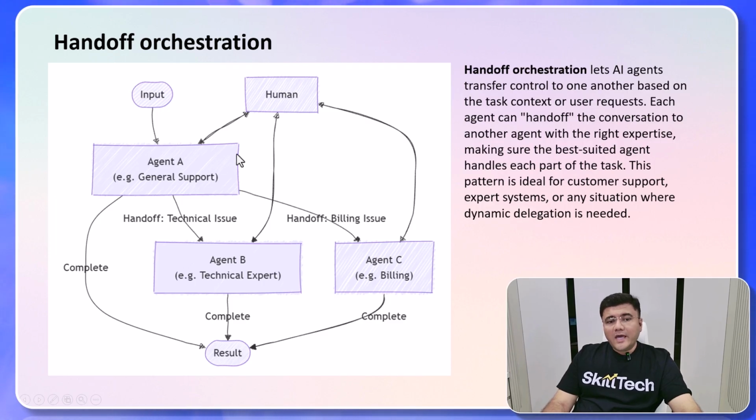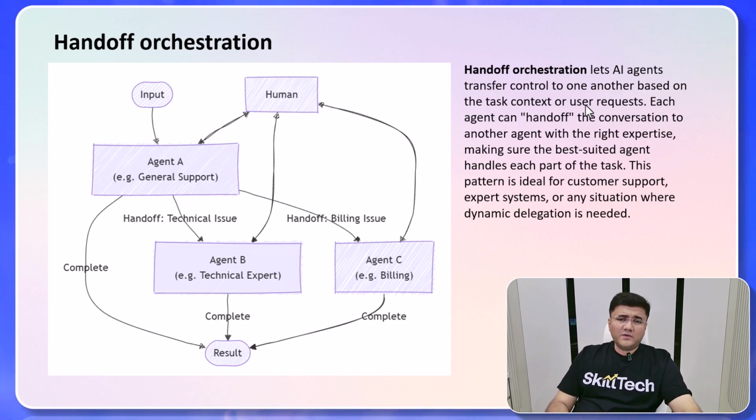In this case, agents are going to work turn by turn. They're going to pass on the work to the other agent, and maybe the other agent is going to pass on the work to a further agent, or maybe sometimes agents are not able to complete the work, so they can pass on the work to the human as well. Now, handoff orchestration is going to let your AI agents transfer the control to one another based on the task, context, or the user request.